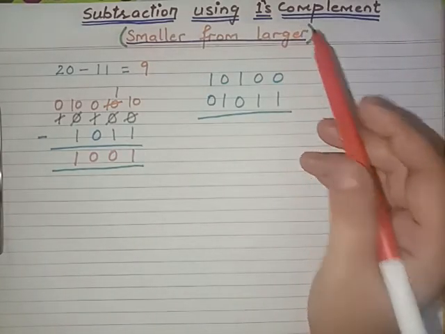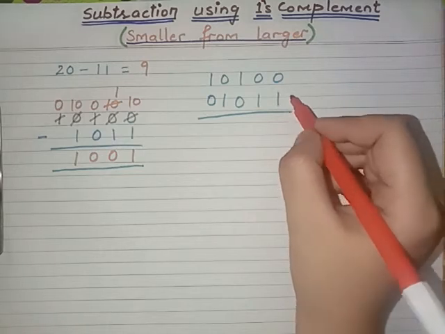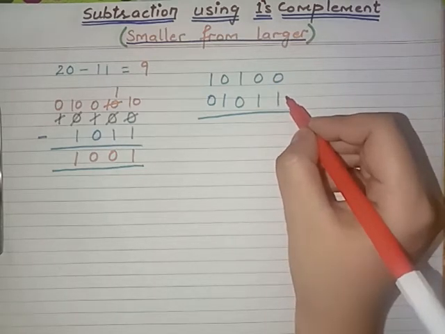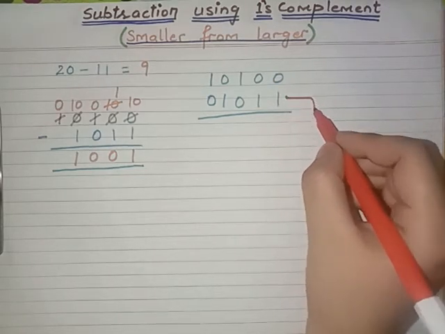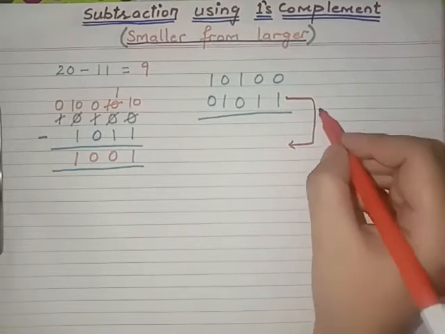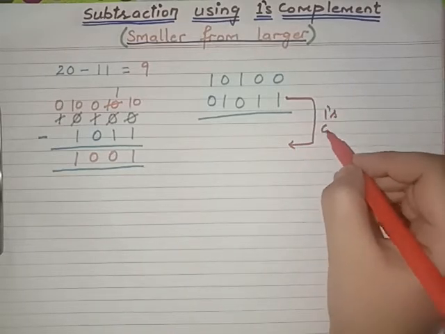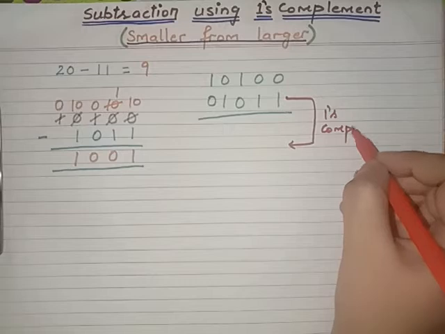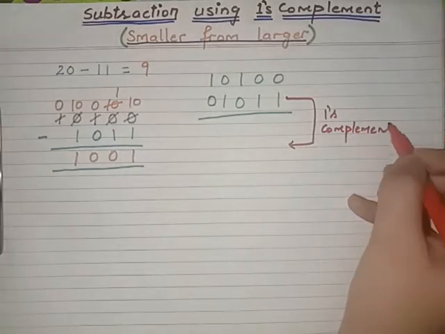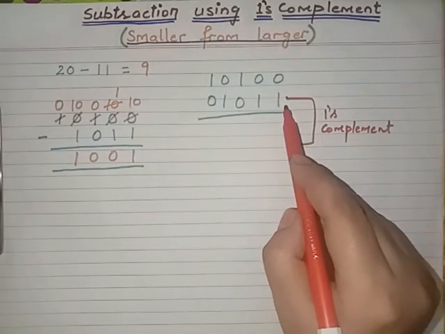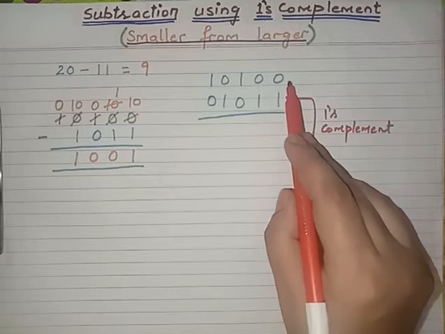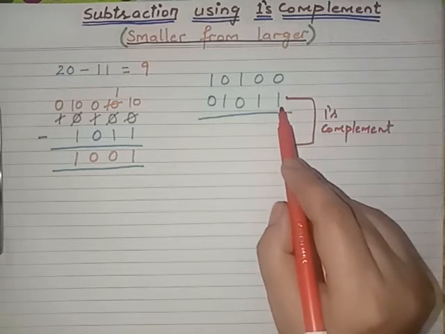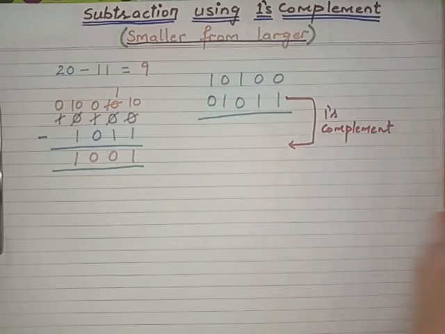Now the step we have to take is to subtract the two numbers using the ones complement method. The number that has to be subtracted from the other, we have to take the ones complement of that number.